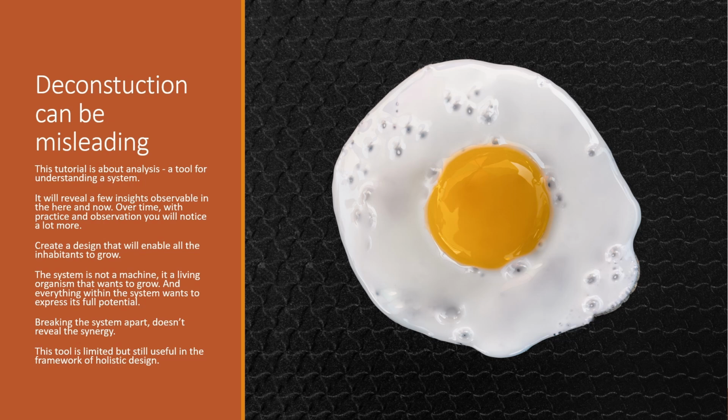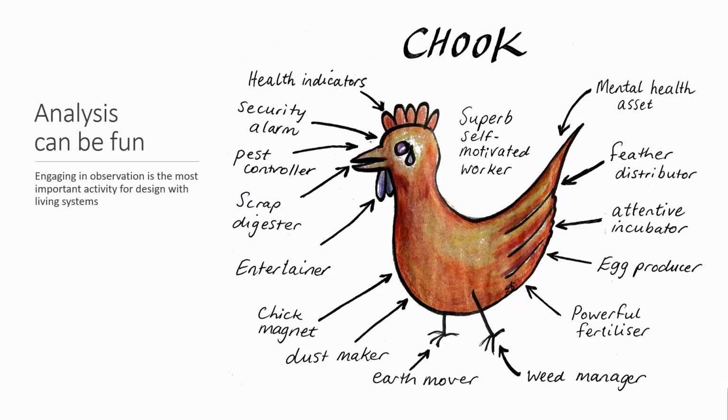You will create a design that will enable the inhabitants to grow, because the system is not a machine. It is a living organism that wants to grow and change, and everything within the system wants to express its full potential. Breaking the system apart doesn't reveal synergy, the way things work together. This tool is limited, but it's still useful in the framework of developing a holistic design. And analysis can be quite fun.